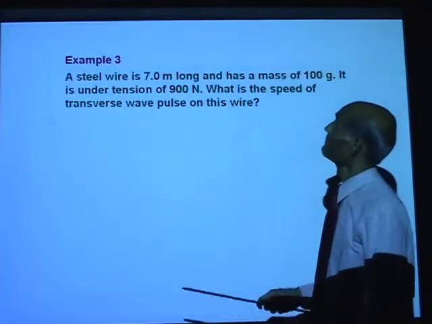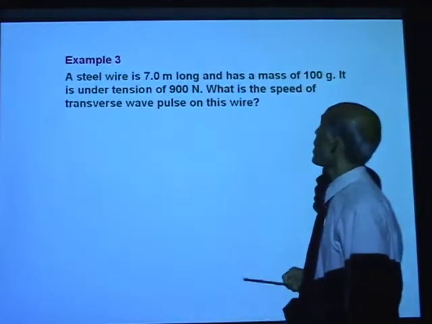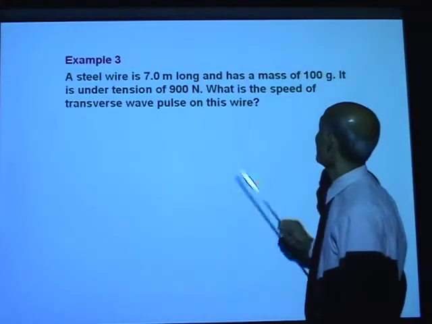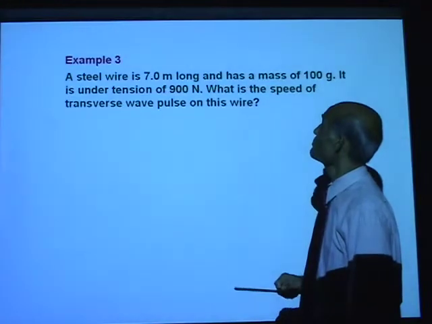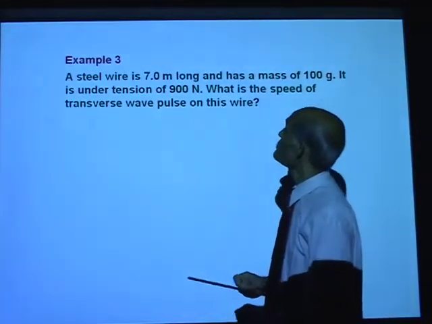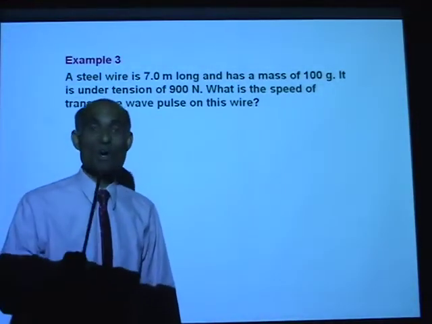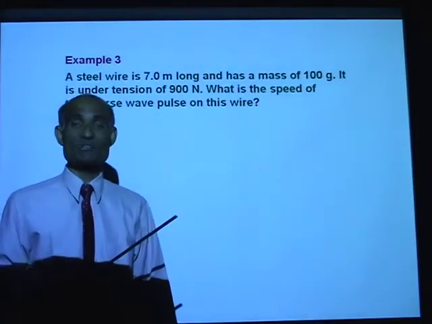Okay, another problem. A steel wire is 7 meter long and has a mass of 100 gram. It is under tension of 900 newton. What is the speed of transverse wave pulse on this wire? Anybody recall the equation I gave you for speed of transverse waves on a stretched string?